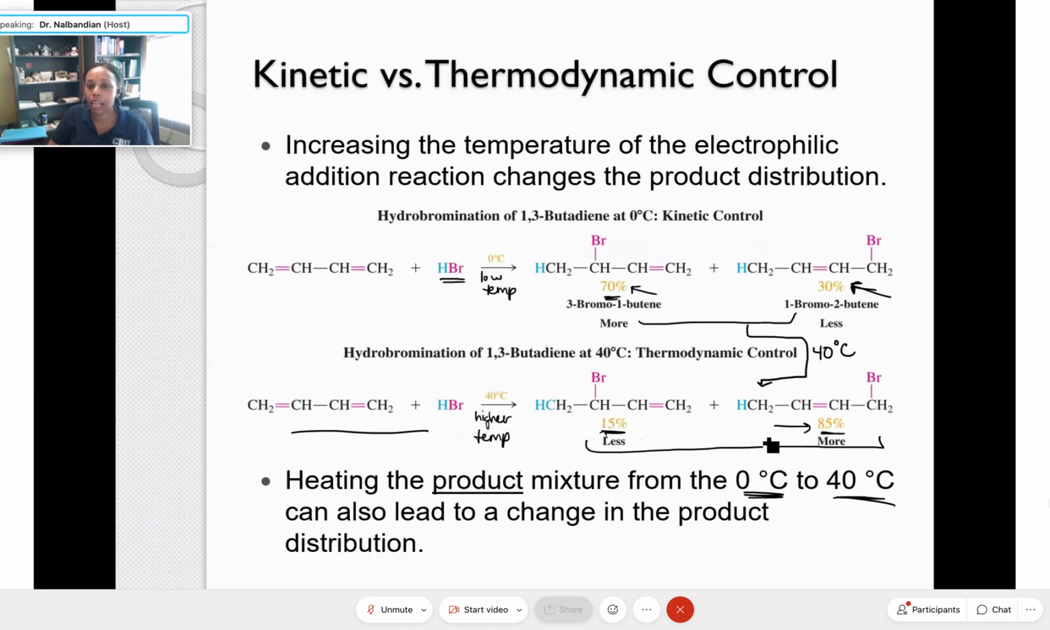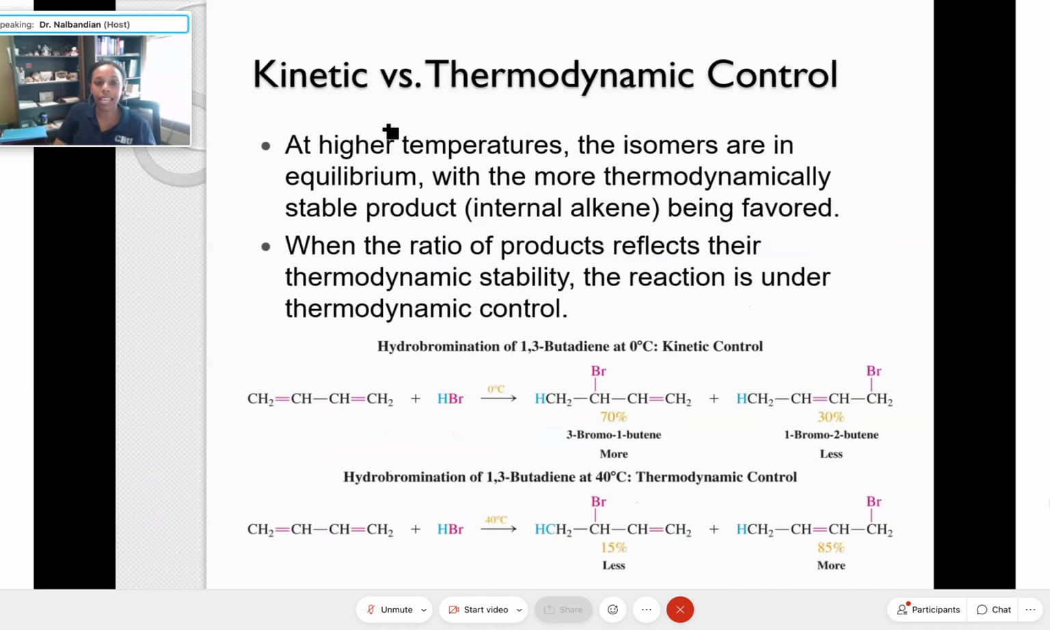So what is happening here? Well, we're seeing that at higher temperatures, these isomers are going to be in equilibrium, so we're going to get whichever product is more stable based on thermodynamics. So remember what thermodynamics is? That's not our rate. That's talking about what's lower energy. What's the more stable product? And so look at the two products. We have a terminal alkene versus an internal.